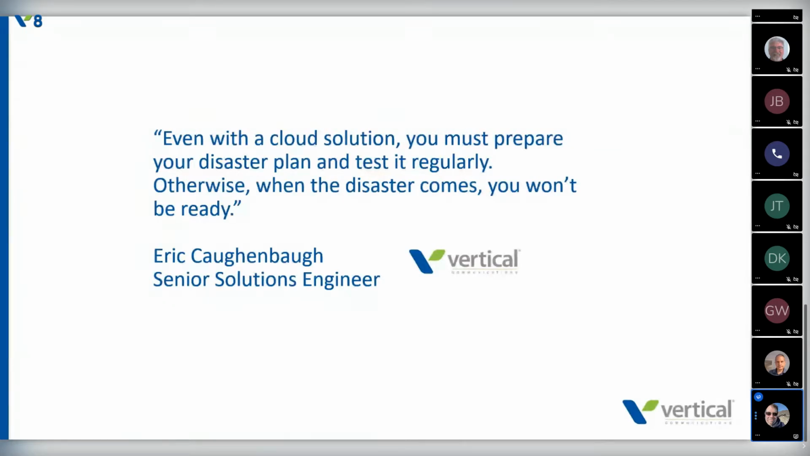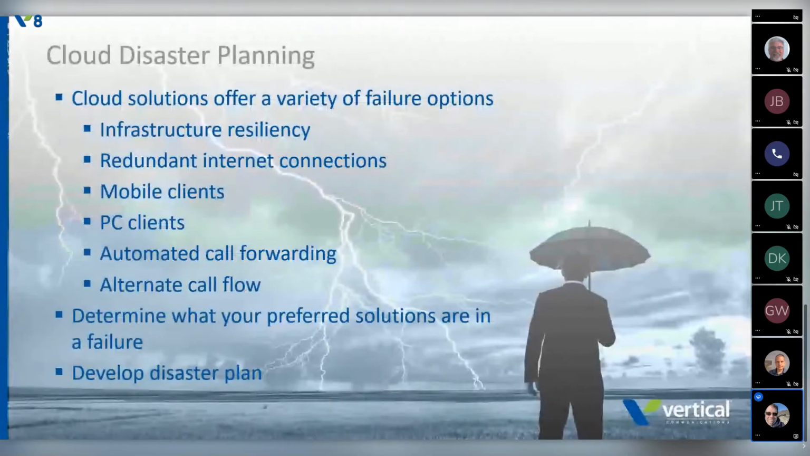And his suggestion was that cloud solutions people think of as being, oh, it's in the cloud, the infrastructure is redundant and resilient, it's great and everything. But even with that, you've got to have planning for what happens when something goes wrong. If you don't, you're not going to be ready. You're not going to know how to deal with it. So you need to make sure and plan for this. So you do that by having a disaster plan.